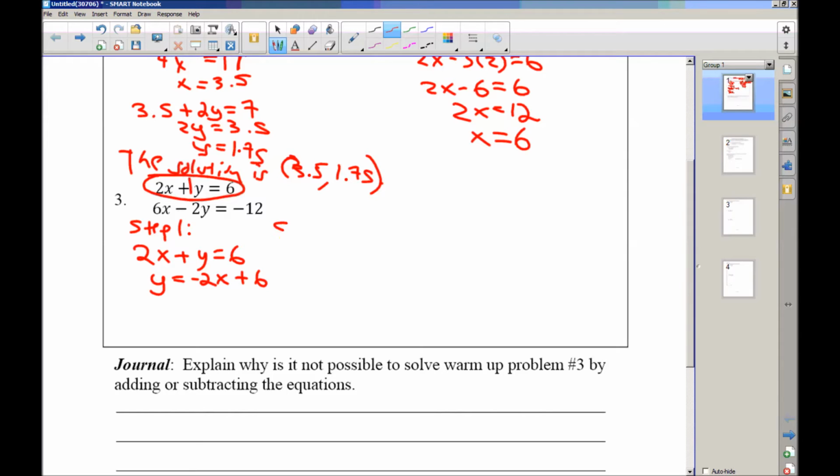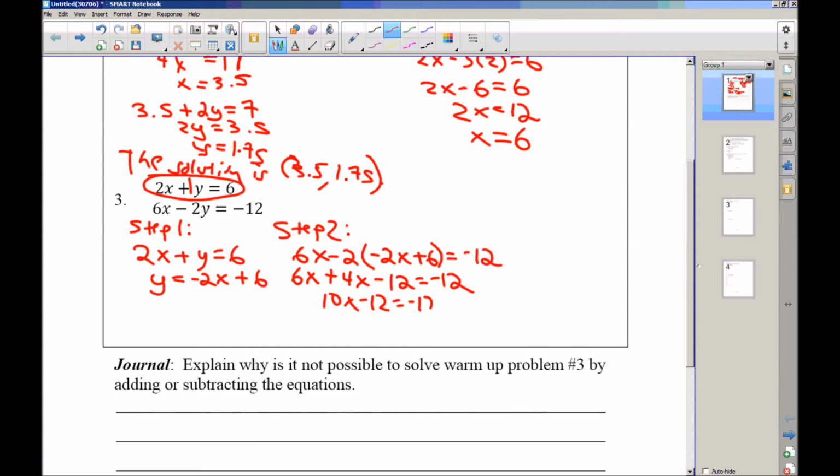Step 2, I'm going to take this, plug it into equation 2. So in place of my y in equation 2, I'm going to put negative 2x plus 6. And we still have equals negative 12. And then I'll solve this equation. So this is 6x plus 4x minus 12 equals negative 12. And then I'll combine my x's to get 10x minus 12 is negative 12. When I add 12 to both sides, I get 10x is 0. And then I divide by 10 and I find out that x is 0.